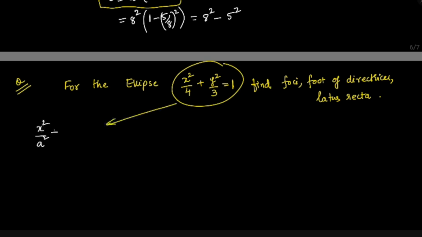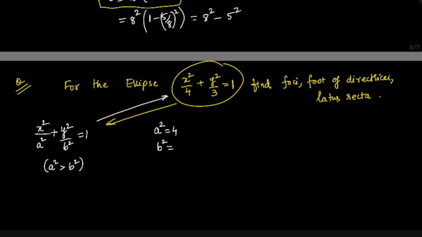Yes, this is in the form of x square by a square plus y square by b square is equal to 1, where a square is greater than b square, so it exactly fits this description. So we understand that a square is 4, b square is 3. From here I get a value 2. From here I get b value root 3.